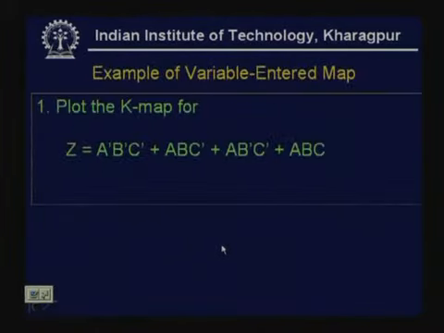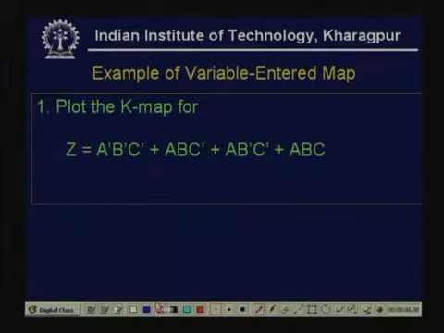So, see, this is a 3 variable function where A, B, C are there, and for the first 3 terms, C dash is there, which means these are in complemented form, and only in the 4th term is it an uncomplemented variable for C.